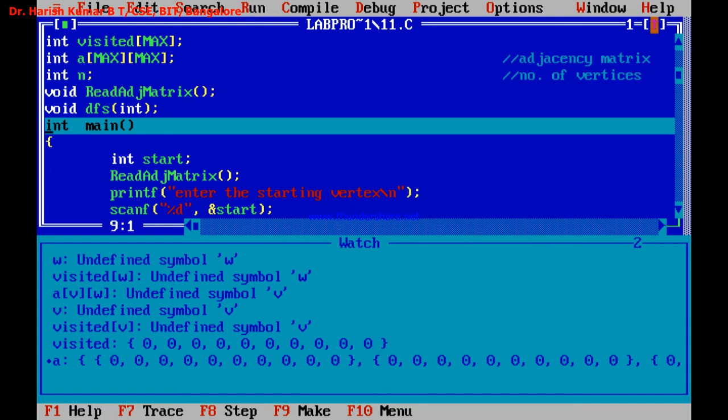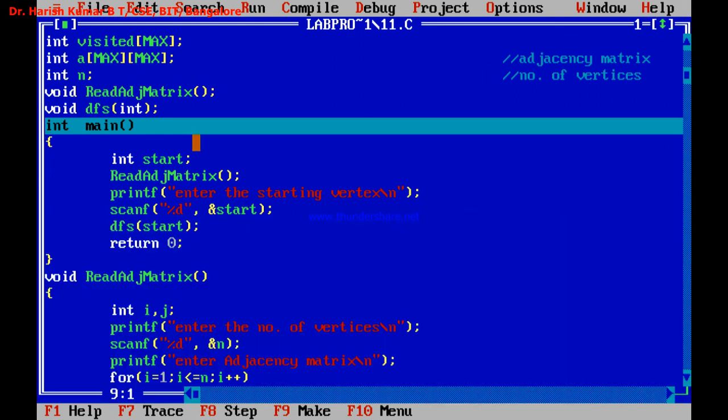Okay, and any doubts? Do you understand this program now? And you're able to solve any graph that is given, you're able to traverse it using DFS and BFS, right?